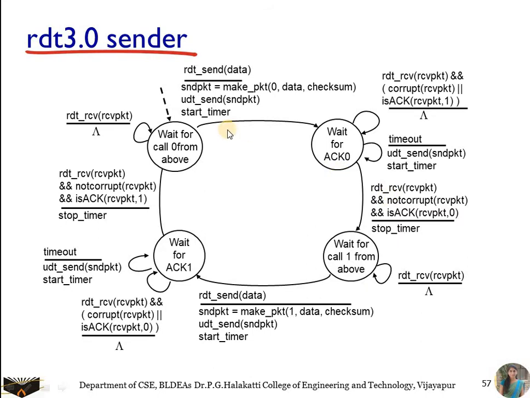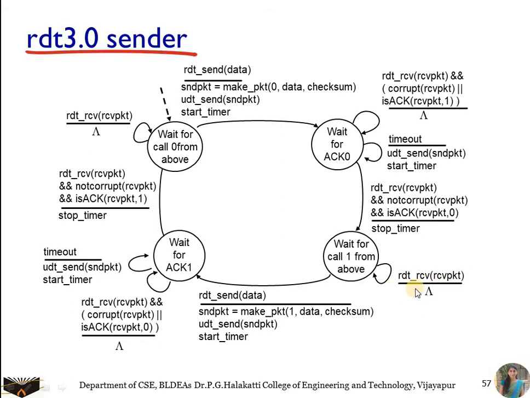Next we'll go with the normal procedure, that is, you have sent a packet and you are waiting for the acknowledgement 0, and you receive, that is, RDT receive packet, and it is a non-corrupt packet and the acknowledgement is 0. When you receive the acknowledgement within a given amount of time, then you are going to stop the timer and you'll move from wait for acknowledgement 0 to wait for call 1 from above. That is, you'll move from the waiting stage of acknowledgement to the waiting stage of data. That is, after receiving the acknowledgement, you'll wait for the data from the above layer to transmit it to the lower layers.